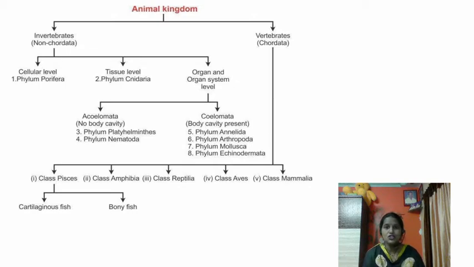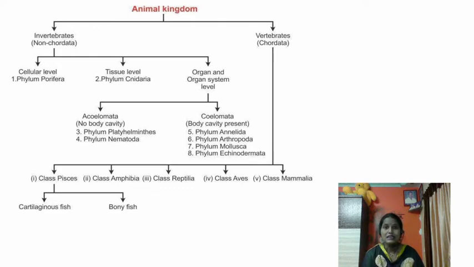So here in this chart we can observe the animal kingdom classification. Animal kingdom is divided into chordate and non-chordate. We have seen it earlier according to the presence of notochord. In non-chordate, phylum Porifera shows cellular level of organization. Tissue level of organization is observed in phylum Cnidaria, and organ system level of organization is seen in the rest of the non-chordate phyla.